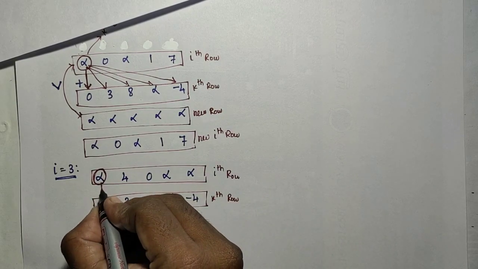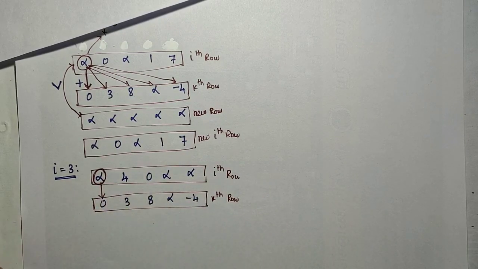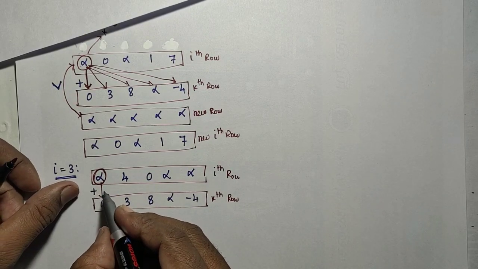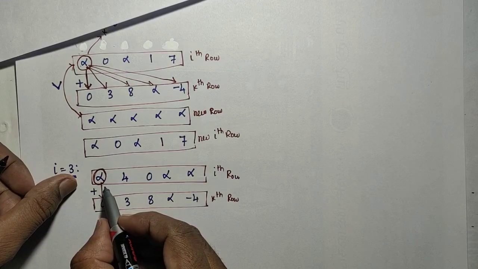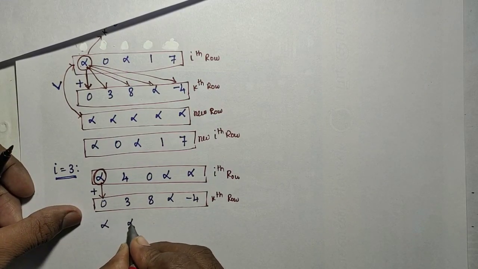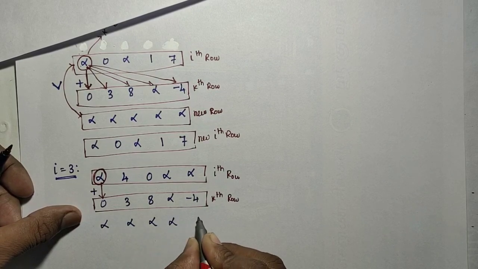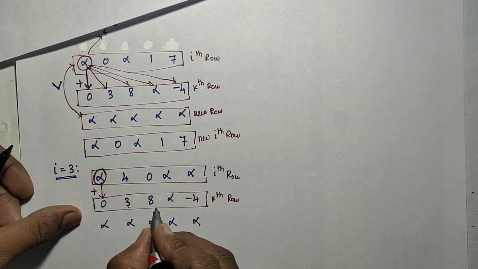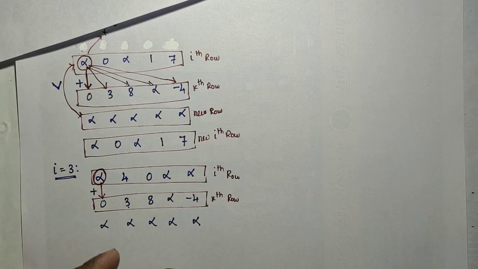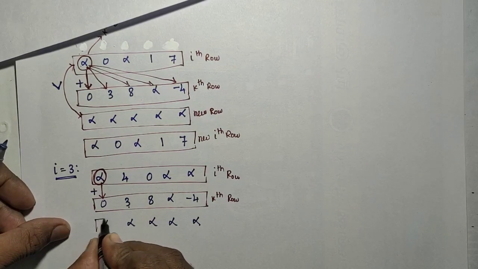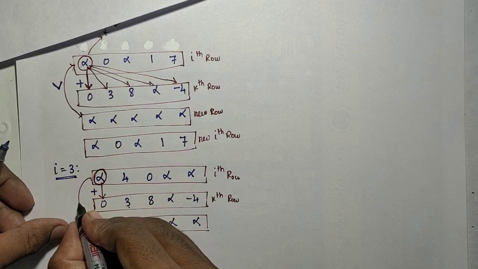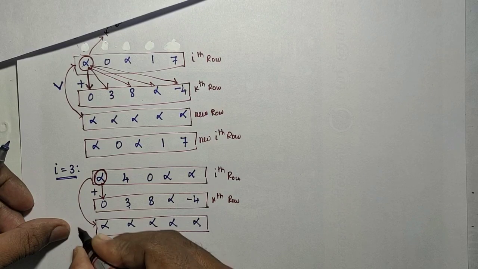And then this needs to be added with this one. So plus, the new value will be, since the first element is infinity, all will be infinity: infinity plus 3, infinity plus 8, infinity minus 4, anything will be infinity. So that is the new row. The new row needs to be compared with this one.